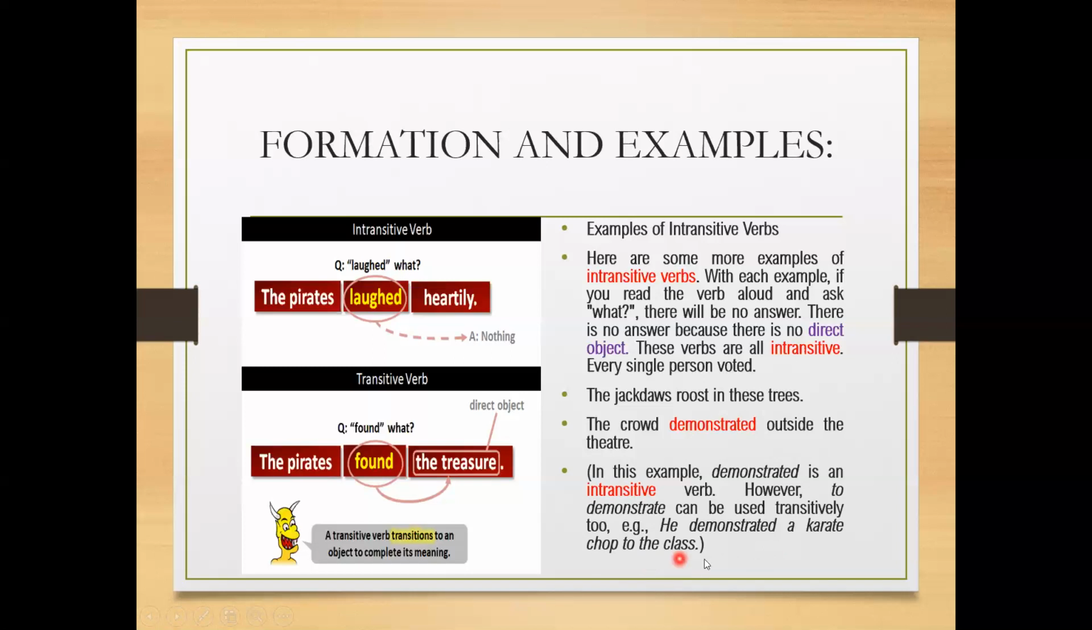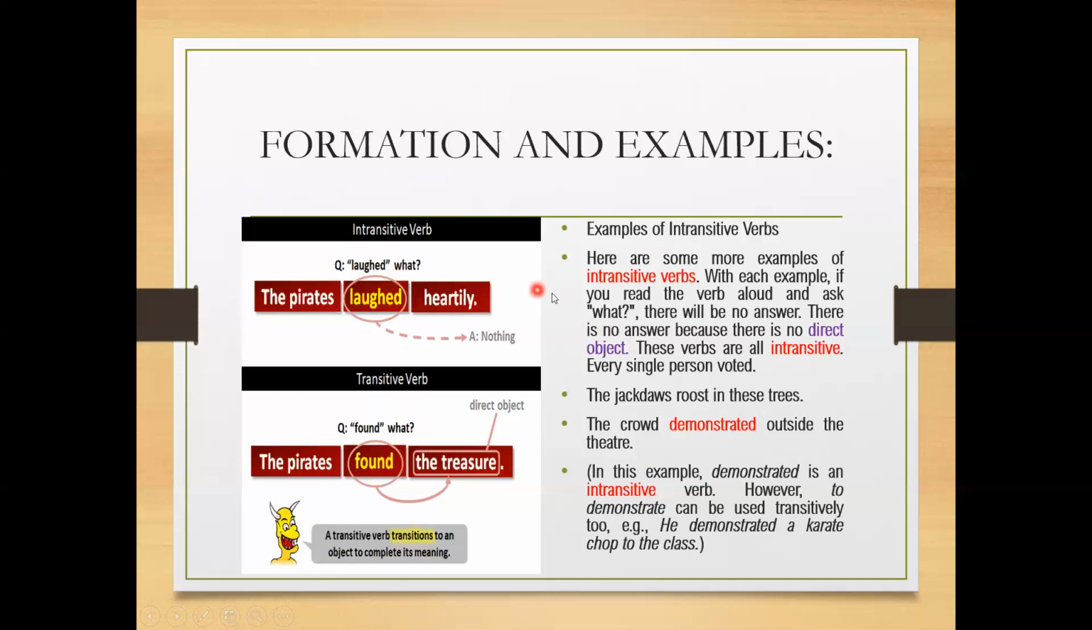A karate chop was demonstrated by him to the class. You can change this sentence into the passive. Why? Because here, a karate chop is the direct object. It is a transitive verb. He demonstrated. But here, demonstrated is not transitive, it is intransitive. And here it is transitive. So dear students, this is the formation and examples of transitive and intransitive verbs.